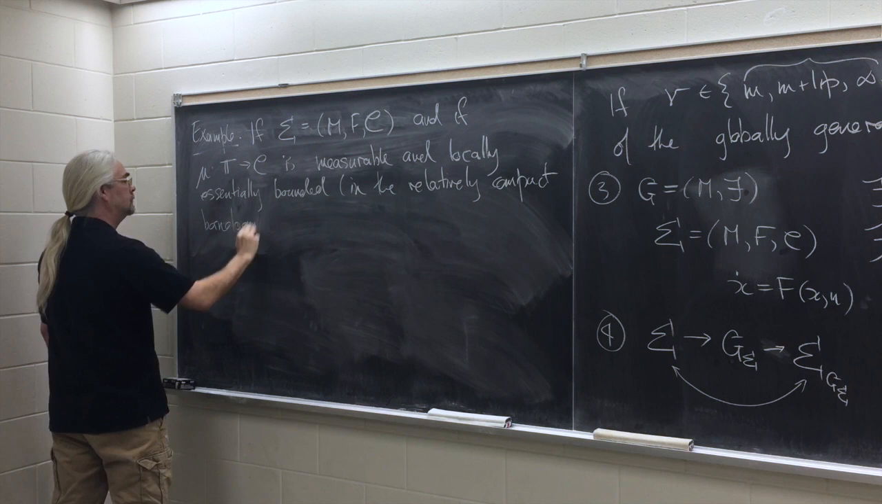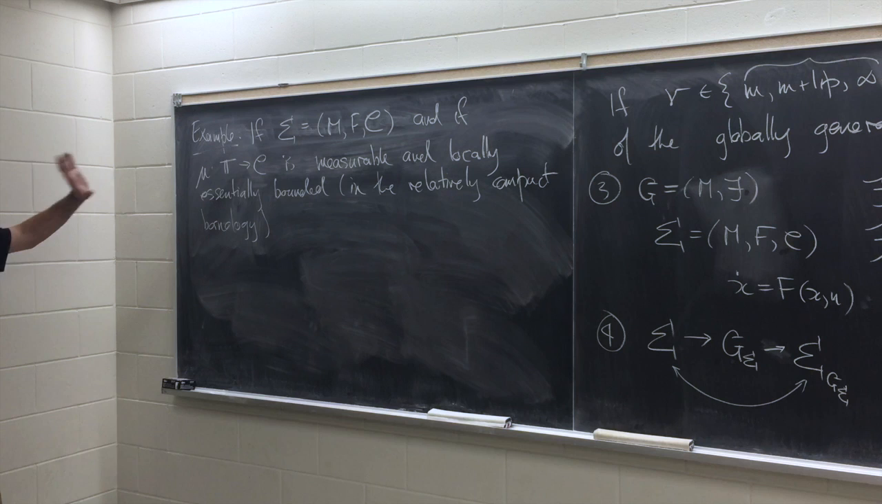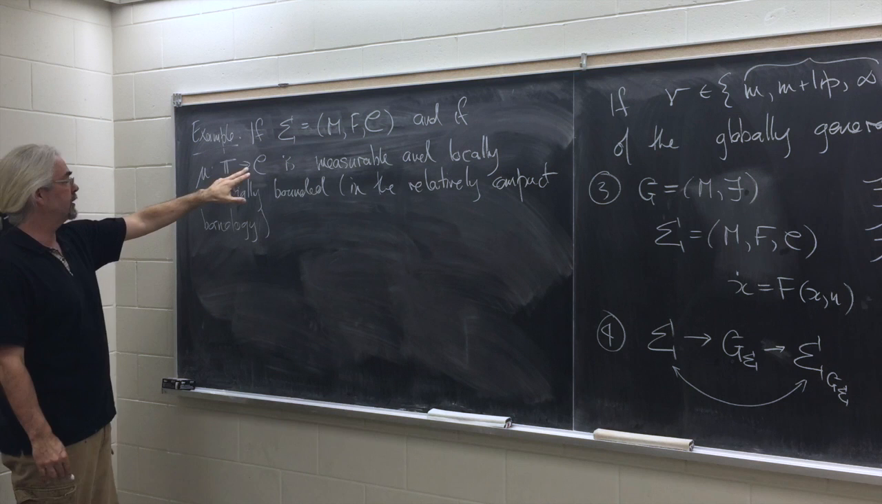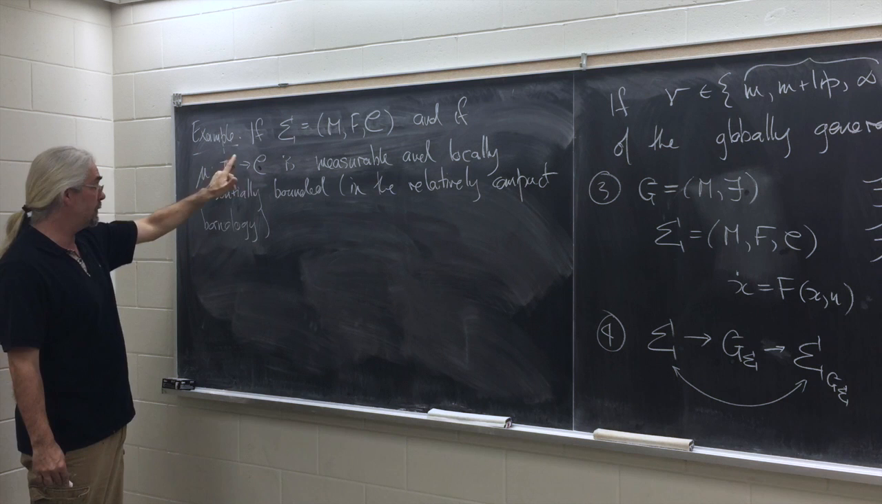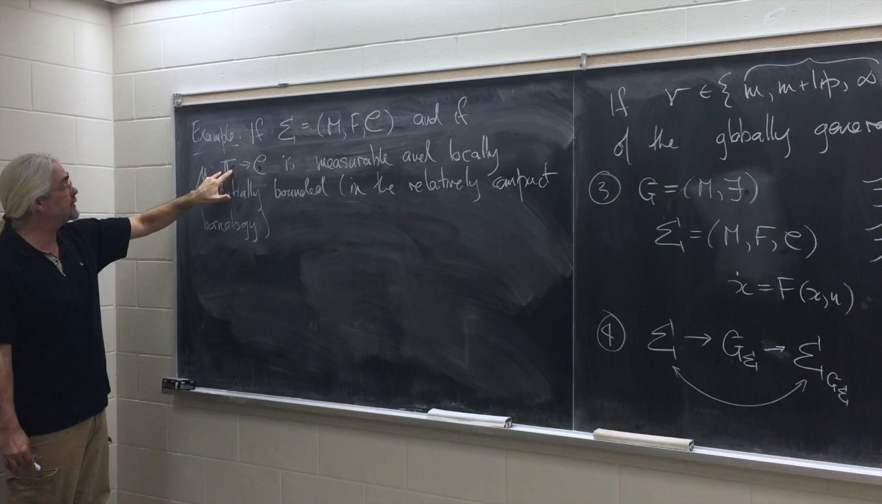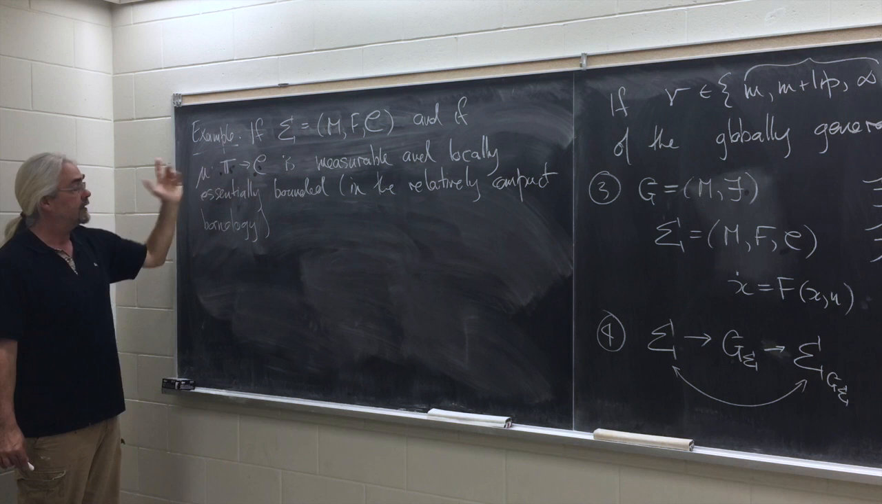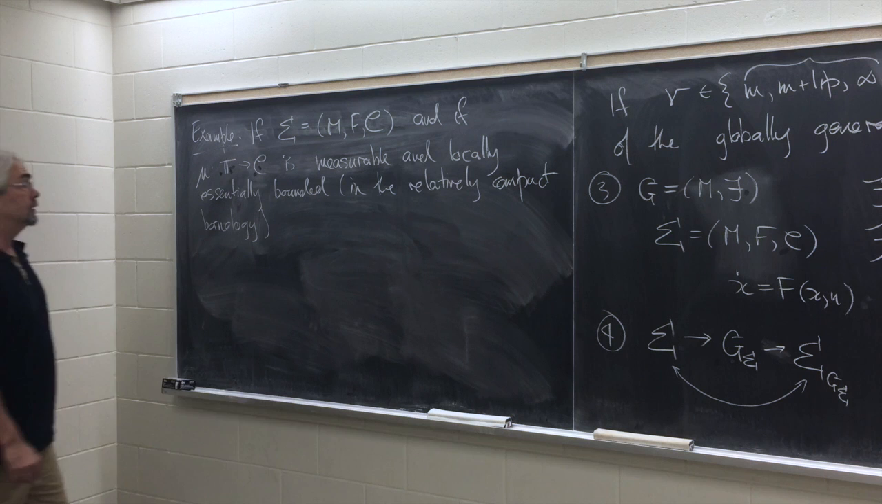So a control for a system like this, of the sort that we're going to talk about, will be measurable. Okay, so preimages of Borel sets will be Lebesgue measurable. It will be bounded in the compact Bornology. So that means that for every bounded subinterval of t, there's going to be a relatively compact subset of C in which the control takes its values almost everywhere.